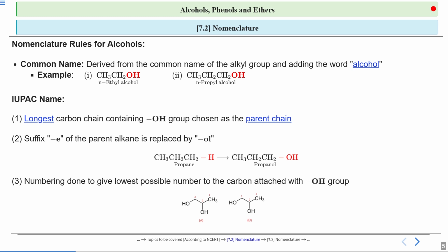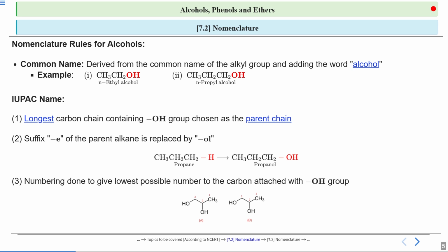For example, we have these compounds here which are depicting the numbering of the carbons, and you can see the B structure is the preferable one because it is having 1 and 2 as the numbering of the carbon which is attached with the hydroxyl group. Whereas in the structure A, the carbon which is attached with the OH group is having the numbering 3 and 2, which is comparatively larger numbers, right?